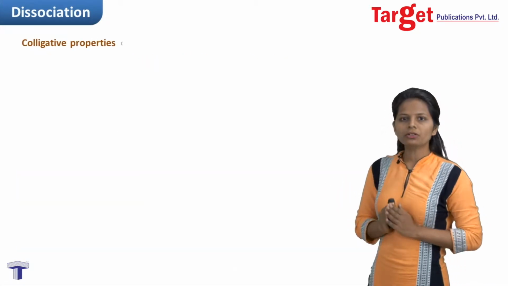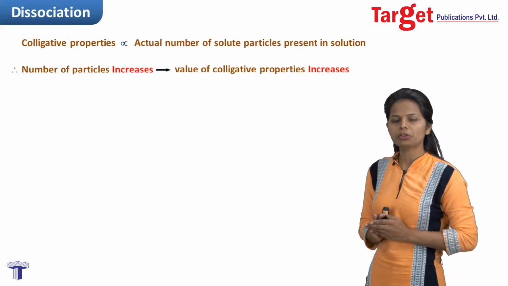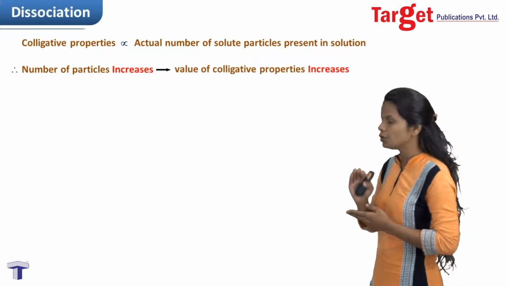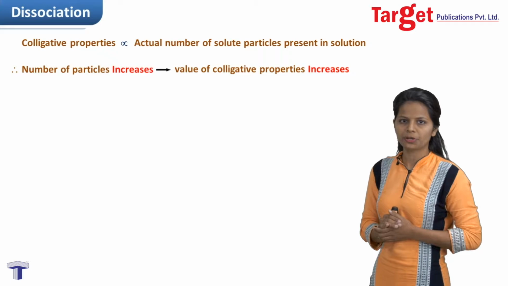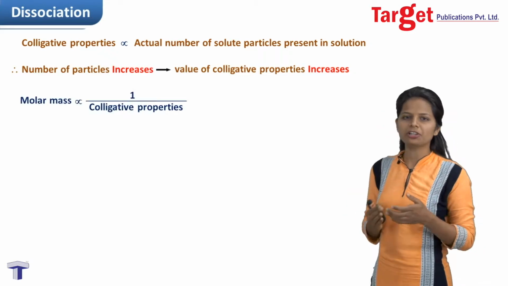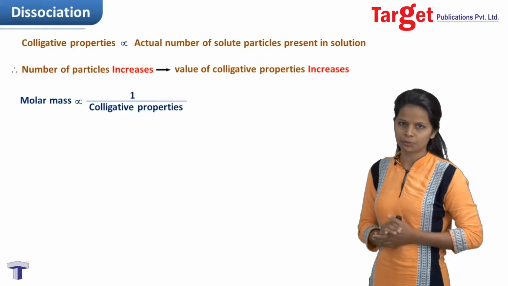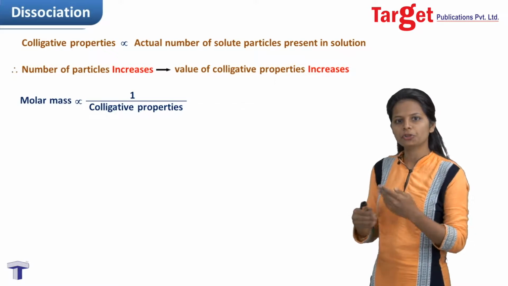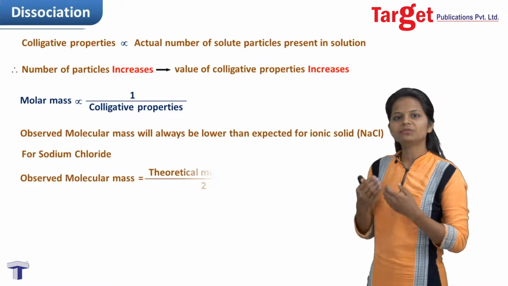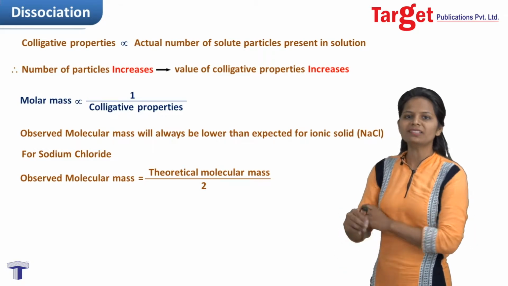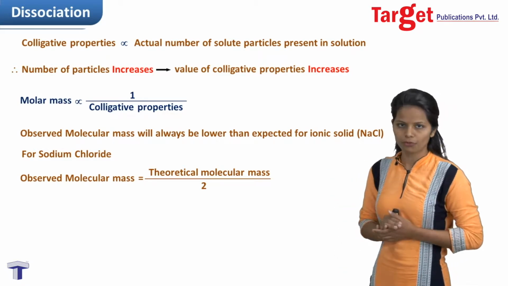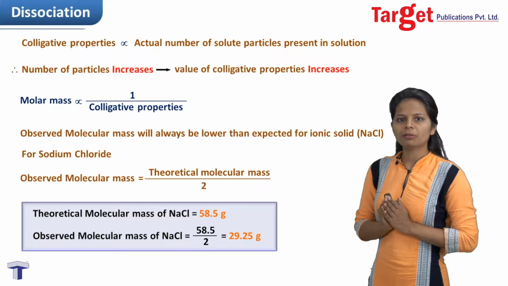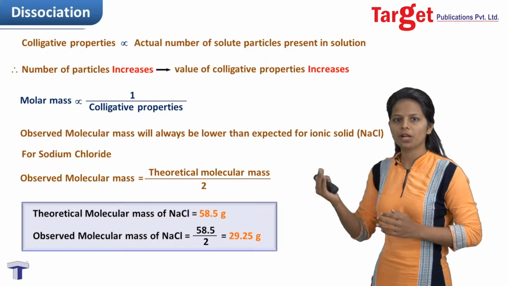As you can see, 1 mole is giving 2 moles, so there is an increase in the number of moles of solute particles. We know that colligative properties are directly proportional to the number of solute particles. In dissociation, the number of solute particles is increasing, so there is going to be an increase in the value of the colligative property as well. Also, it is experimentally found that molar mass is inversely proportional to the colligative property. And hence, when we are using an ionic solute, in which case there is going to be dissociation, the observed value of molar mass will always be less than the theoretical value of molar mass of the solute. In this case, the theoretical molar mass of sodium chloride, as we all know, is 58.5 gram.